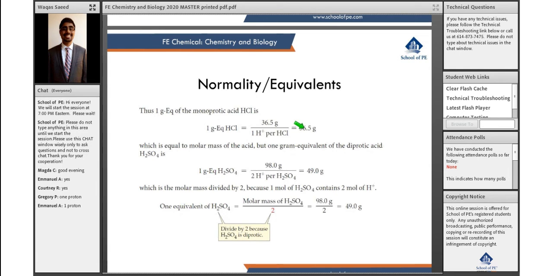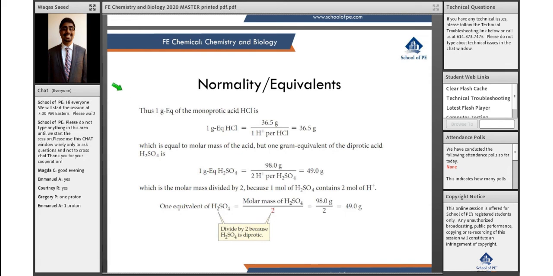Now, what if I had an acid that had multiple H plus ions? Sulfuric acid, which is H2SO4, is a diprotic acid. Diprotic meaning 2 protons, so 2 H plus ions. The molecular weight of H2SO4 is 98 grams. If I take that 98 grams and divide it by 2 H plus, because I have 2 H plus ions, I'm going to get 49 grams. So the 1 gram equivalent for sulfuric acid is 49 grams. It's not always equal to the molecular weight.